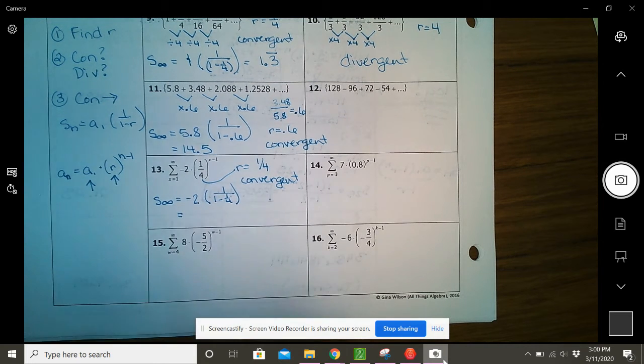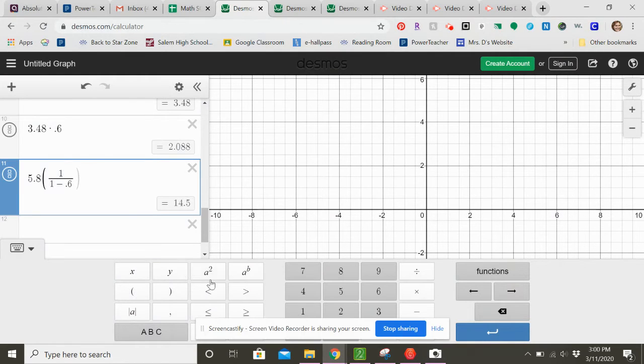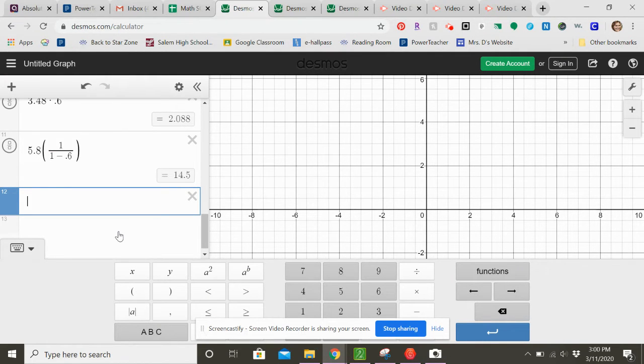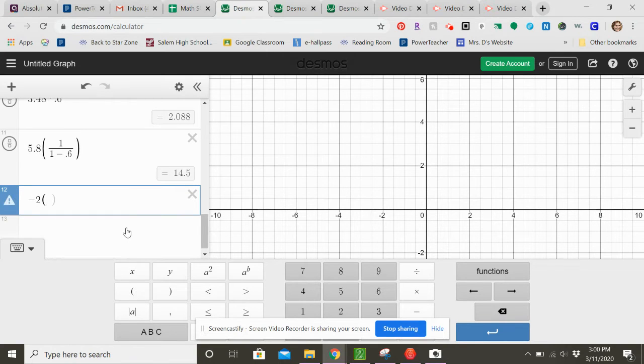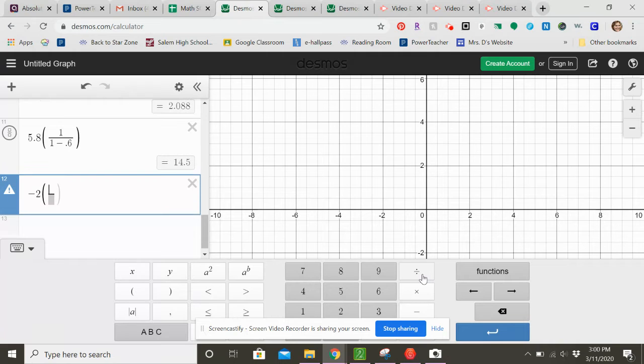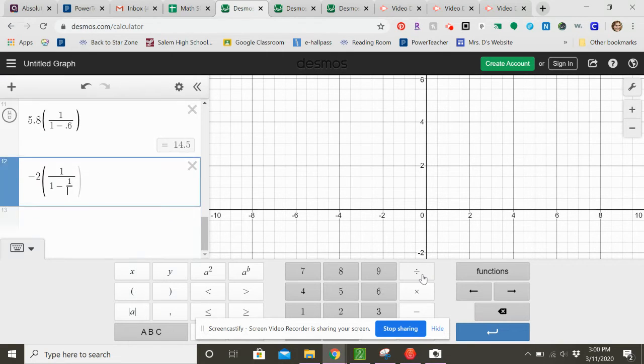Okay. You guys, I'm trusting at this point that you can get this entered into Desmos. So I think this is the last time I'm going to show you how to enter these values into Desmos, because I think you can do that. So this would go -2 times, get our fraction, 1/1 minus 1/4. Fraction in a fraction. I'm getting -2.6 repeating.